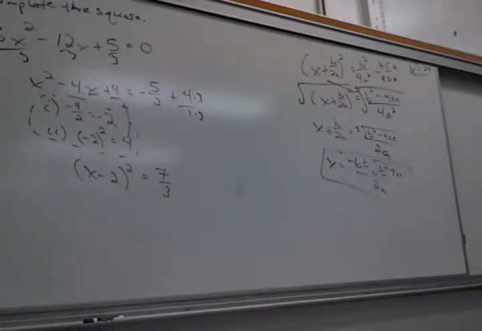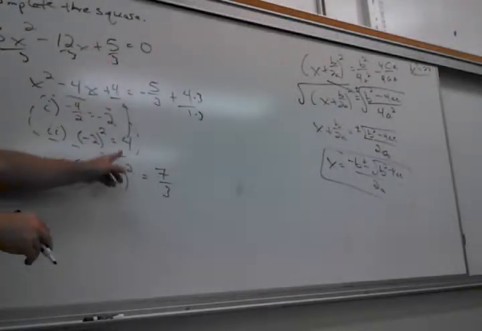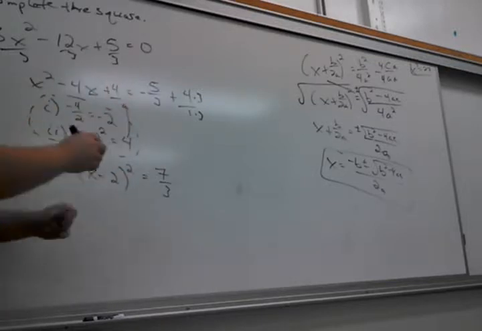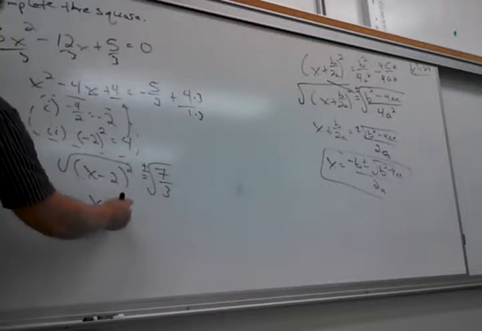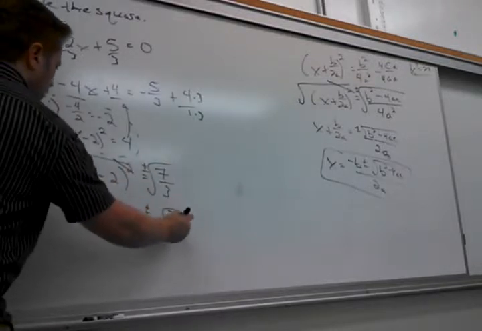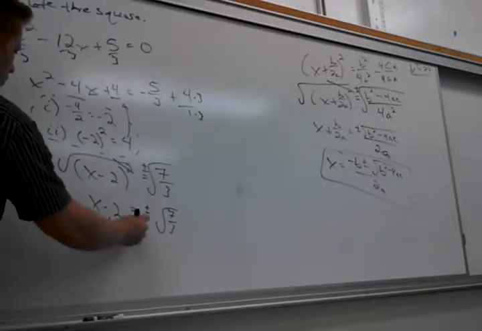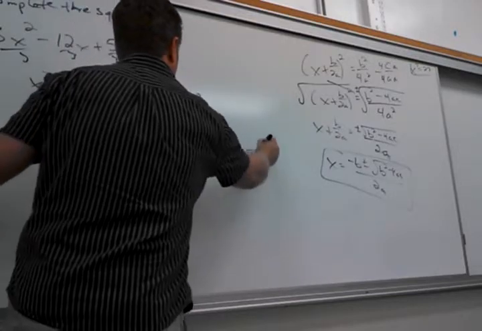And now do the square root. Yep, so now we're at the stop. This is the whole reason we do this: so I can get something squared, so I can just square root it and get rid of the square. Plus or minus. So you get x minus 2 equals plus or minus square root of 7 over 3. Then you get rid of the 2. Yep, add 2. So you get x equals 2 plus or minus square root of 7 over 3.